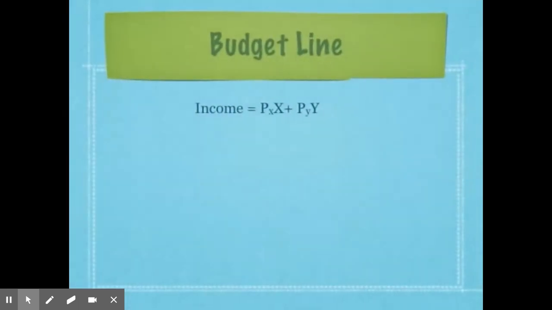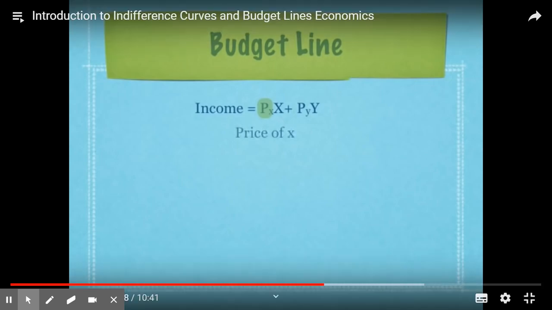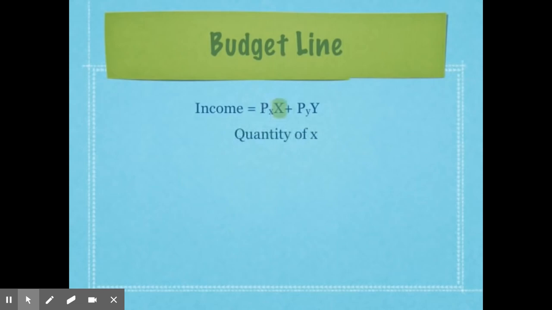The equation of my budget line looks something like this. The price of X times the quantity of X plus the price of Y times the quantity of Y. M, we use M instead of I. So we have income is equal to price of X times the quantity of X plus the price of Y times the quantity of Y. And now we're going to solve for Y.